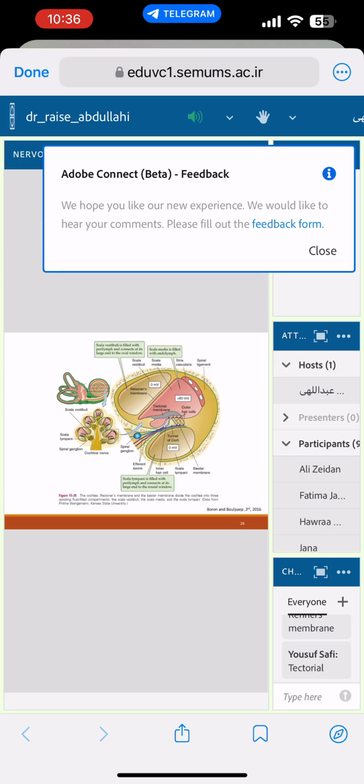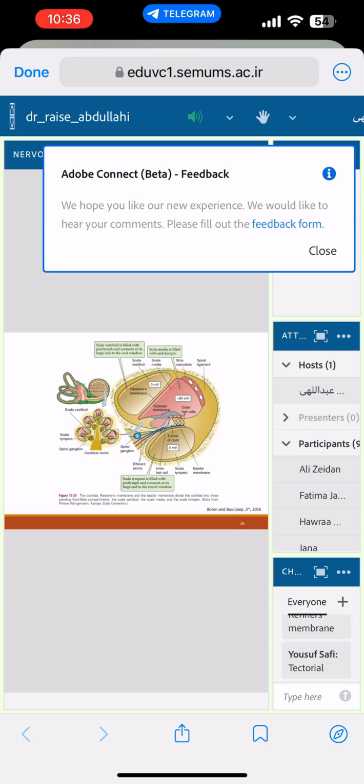This is another picture from Berne and Levy. Berne and Levy is an important medical physiology textbook which is taught in highly prestigious universities all over the world. For example, in the US, in Harvard University, Stanford University, Johns Hopkins University. Along with Guyton and Hall, Berne and Levy is a highly prestigious medical textbook with regard to medical physiology.